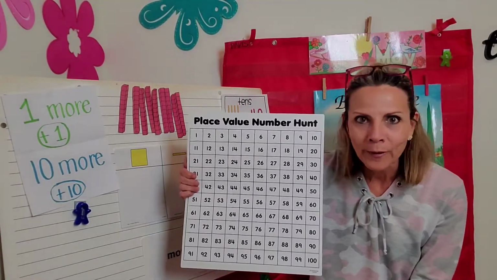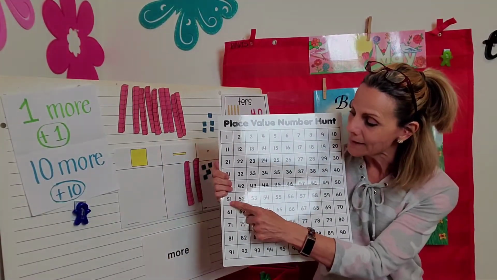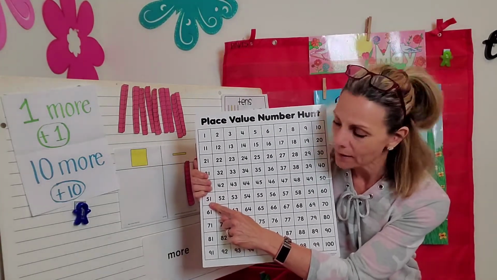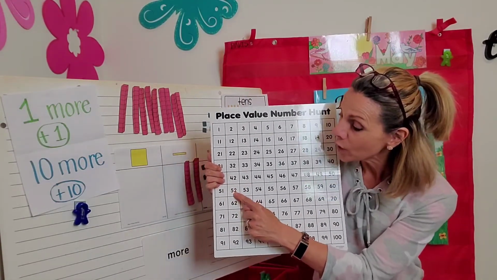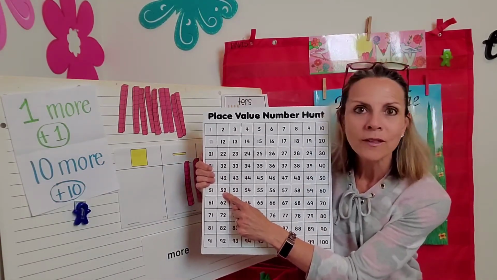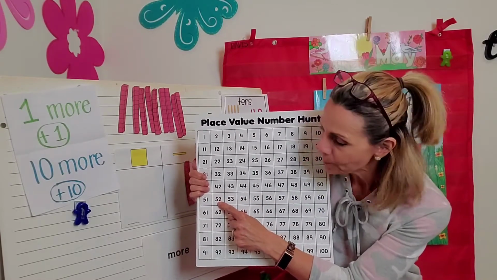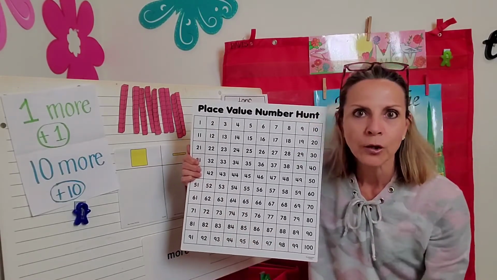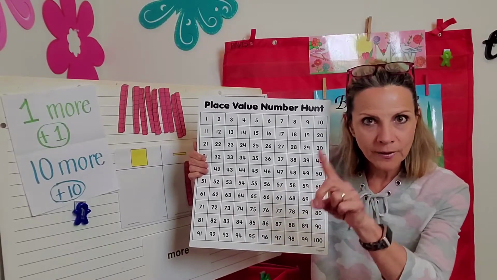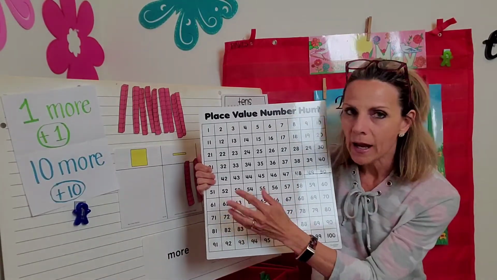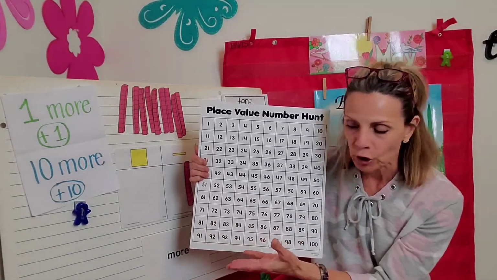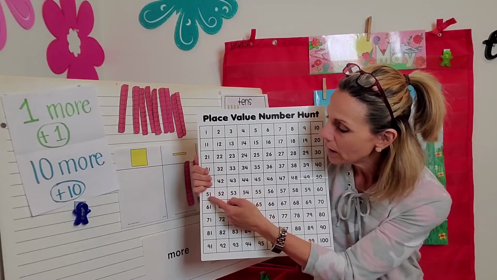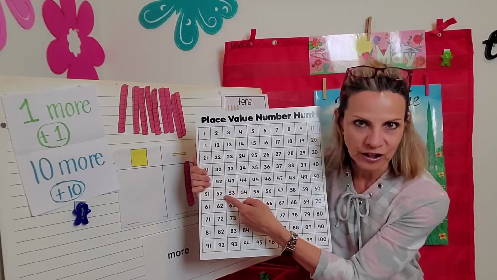This is a really handy tool and easy. There's 51. I'm going to jump one space forward. 1 more than 51 is 52. The ones position has increased by 1 because 1 plus 1 is 2. And 50 plus 2 is 52. So 51 plus 1 is 52.